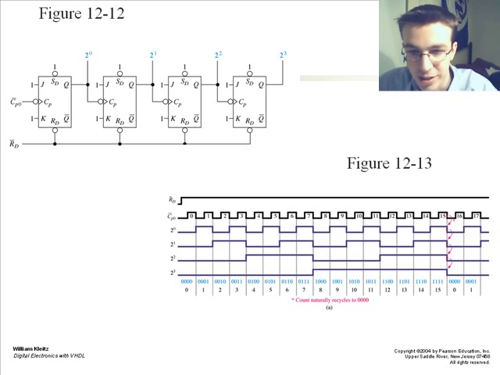This is another example of a 4-bit ripple counter. This one counts from 0 all the way to 15 and then resets back to 0 and recounts. It's a sequential counter going all the way up without skipping a number.